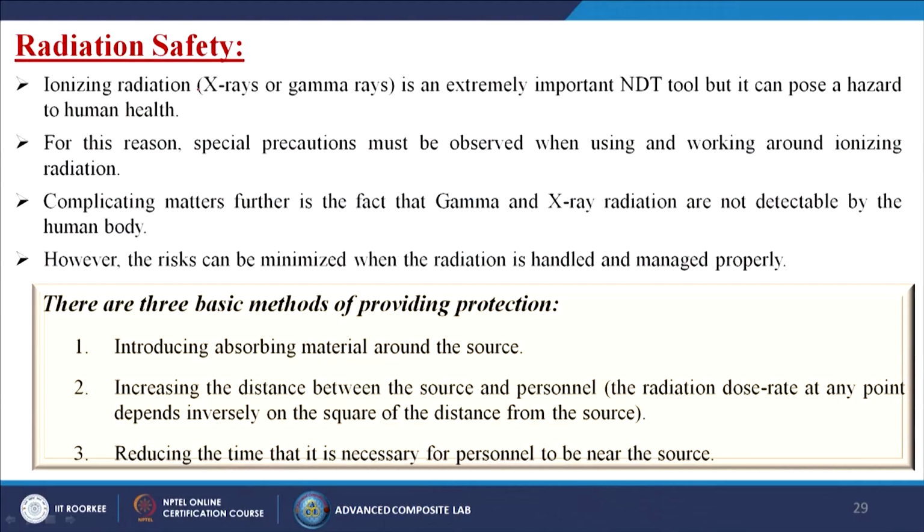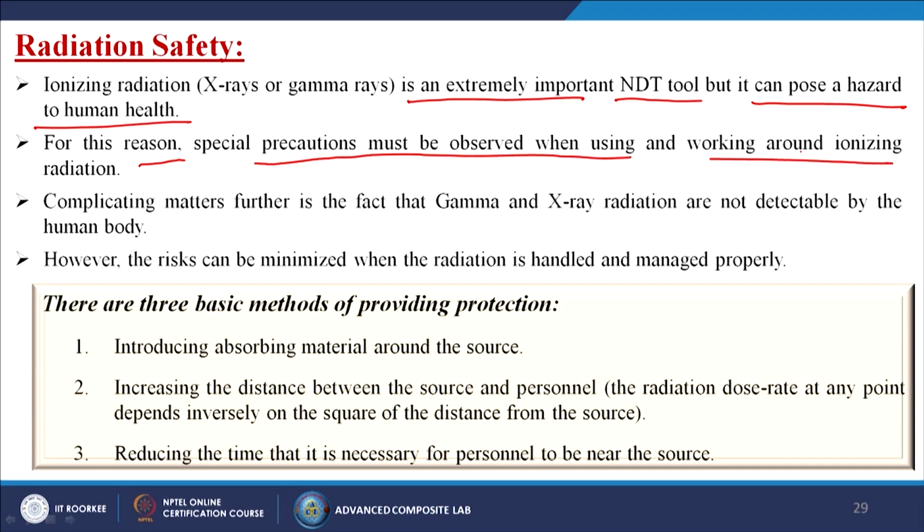And last is radiation safety. Ionizing radiation, whether it be X-rays or gamma rays, is an extremely important non-destructive testing tool, but it can pose a hazard to human health. For this reason, special precautions must be observed when using and working around ionizing radiation. Complicating matters further is the fact that gamma and X-ray radiations are not detectable by the human body. However, the risk can be minimized when the radiation is handled and managed properly.